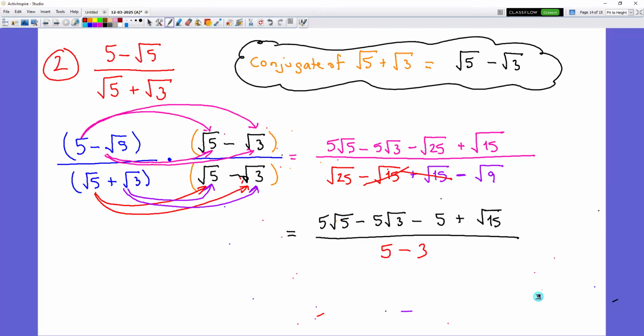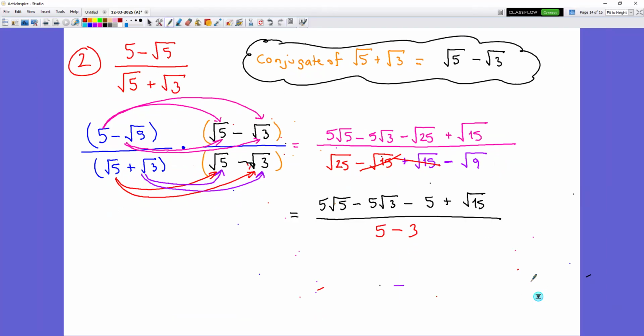So now, there's nothing we can do on the top, so we'll just leave the top the same. It's just going to be 5 square root of 5 minus 5 square root of 3 minus 5 plus the square root of 15. There's nothing we can do. And then divide it all by 5 minus 3, which of course is 2.